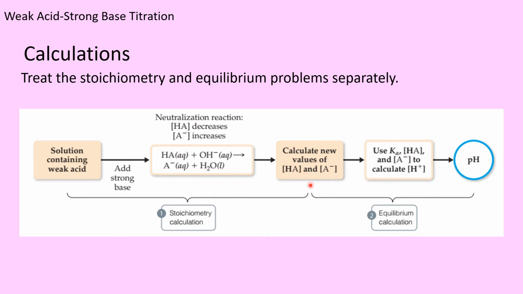So we can now calculate the new values of the concentration of our weak acid and our conjugate base, the acetate ion. And then after that, we can proceed with the equilibrium calculation. We will be using Ka since it involves a weak acid, and the concentration of the conjugate base to calculate the concentration of the hydrogen ion, and then we can calculate the pH. So for a weak acid strong base titration, this will involve two calculations, a stoichiometry and an equilibrium calculation.